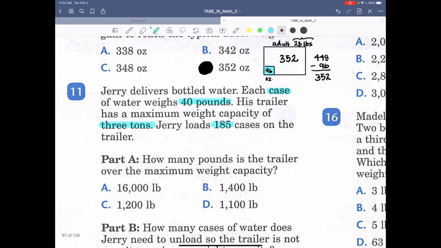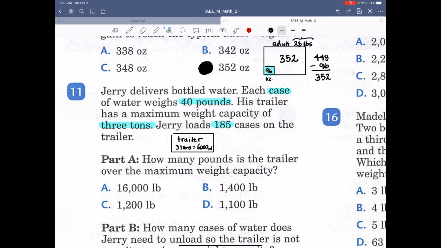So I'm going to start here by breaking down what I know. We know that this is a trailer that Jerry has. Pretend that that's a trailer. Last time it was Zoe, but it doesn't matter. It just represents an image in my mind. The trailer has a capacity of 3 tons. 3 tons times 2,000 pounds, that's 6,000 pounds that the trailer can hold.